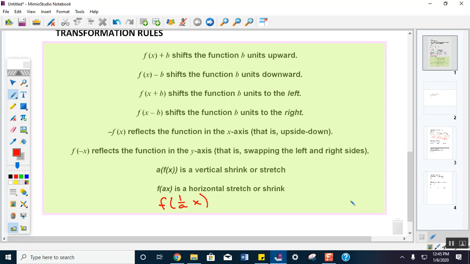Horizontal movements are weird. You would think if I'm moving right, you would add values, wouldn't you? But you're not. Horizontals, when you stretch them, kind of do the opposite of what you think. If I want to stretch it by a factor of 3, you multiply by the reciprocal of that value. So let's take this 1/3 x and substitute it in for what?